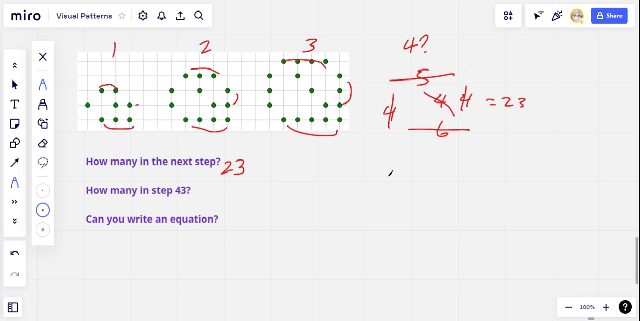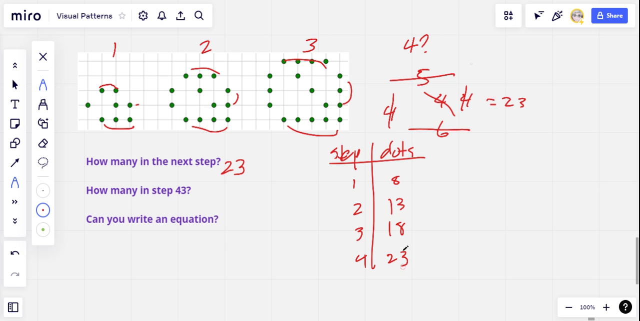Now let's analyze these numbers to see what's really going on here. My guess is that this is a linear pattern. It seems to be growing by the same amount. 1 is being added to each of the 4 sides plus the diagonal. But let's just verify that by making a chart with the step number and the number of dots. So in step 1, we've got 3, 4, 5, 6, 7, 8. In step 2, 9, 10, 11, 12, 13. Yep, that's adding 5. And in step 3, 14, 15, 16, 17, 18. And then in step 4, we're predicting 23.